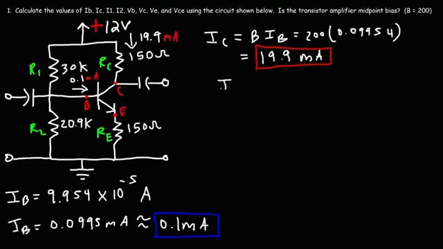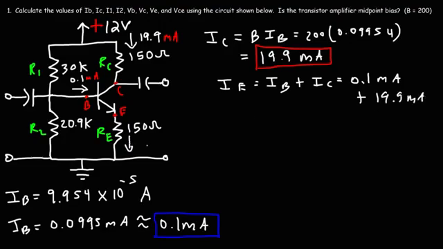Now we can calculate the emitter current. The emitter current is going to be IB plus IC. IB is approximately 0.1 milliamps, and IC is 19.9. So the emitter current is going to be approximately 20 milliamps.